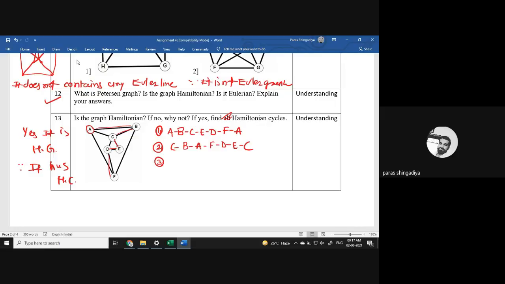Now predict the third, fourth, and fifth. Clear? In the third one you can start with any vertex. Choose any one vertex and just check it. Again, check whether it covers every vertex exactly one time or not. Start with D, B, E, F, any vertex you can consider, move in any direction, and check that it covers every vertex exactly one time.